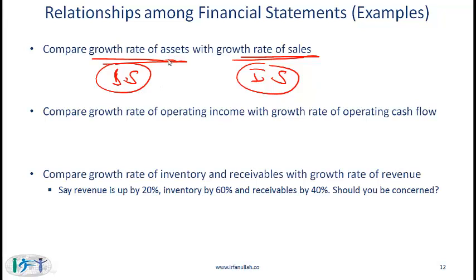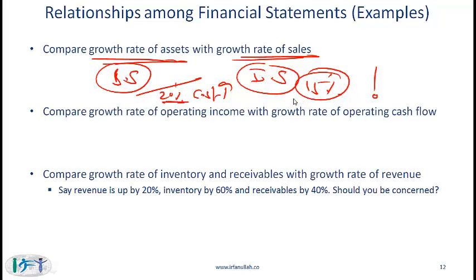Let's say that your total assets are growing at 20%, but the sales are growing at 15%. Would this be a concern? The answer is yes, because our assets are growing at a relatively high rate. That means our costs must be going up approximately by 20%, whereas sales are only going up by 15%. This number is smaller than the 20% number, which would be a concern and something that an analyst would have to look into.